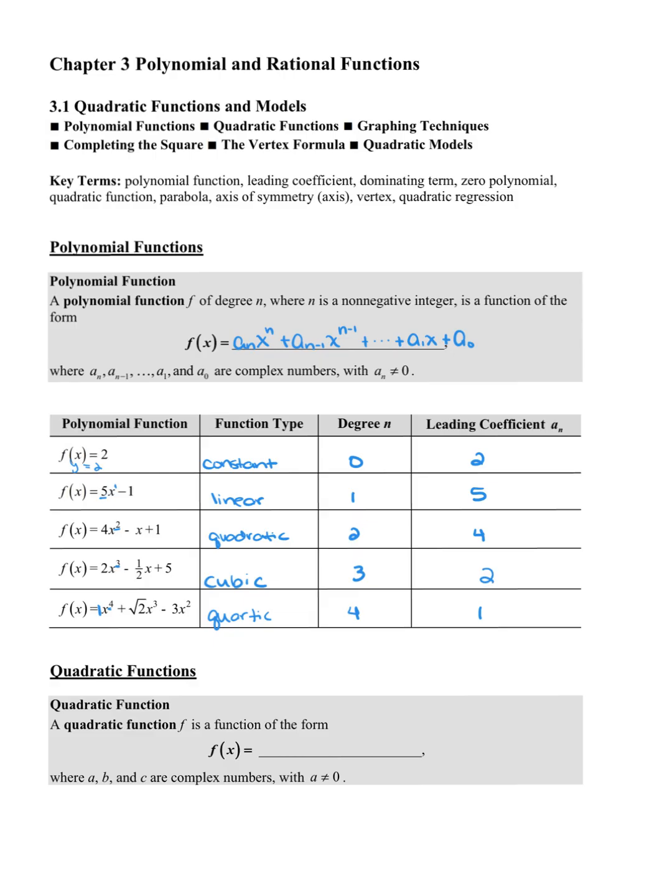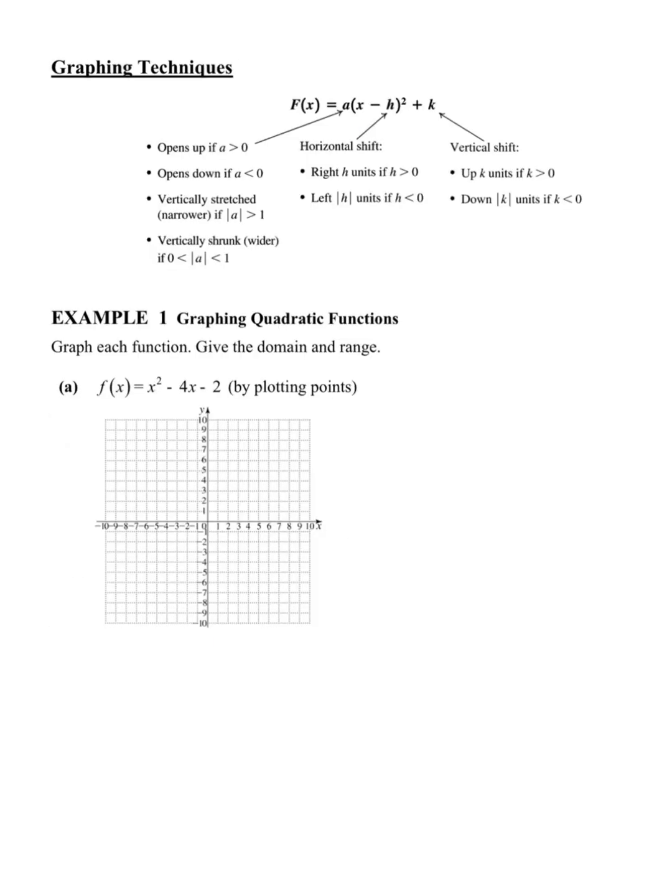A quadratic function is a function of the form f of x equals ax squared plus bx plus c, where a, b, and c are complex numbers and a is not equal to 0. We're going to graph by plotting points and also by using our transformation.